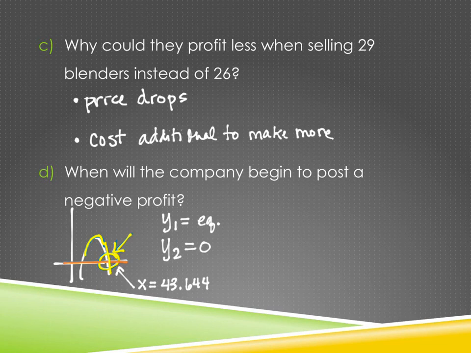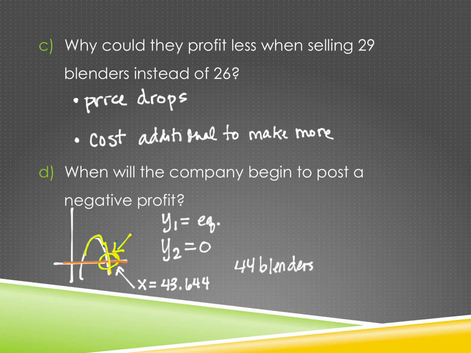Okay, that's what we're looking for. But remember, what does our x value represent in this problem? Units. Of what? Blenders. So can I say 43.644 blenders? No. So I need to decide, and this isn't a regular rounding rule, is it 43 or is it 44? When will they post a negative profit? At 44, and not because I've rounded. They will post a negative profit at 44 because 43 is still above the x-axis, right? So the answer is at 44 blenders.